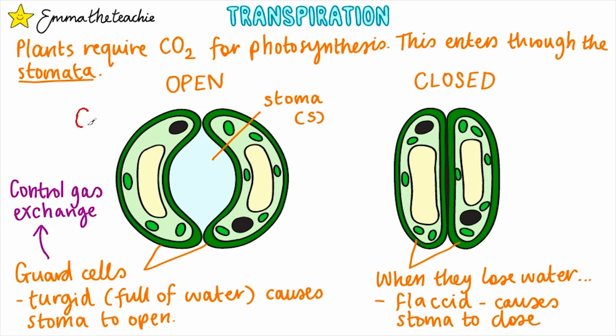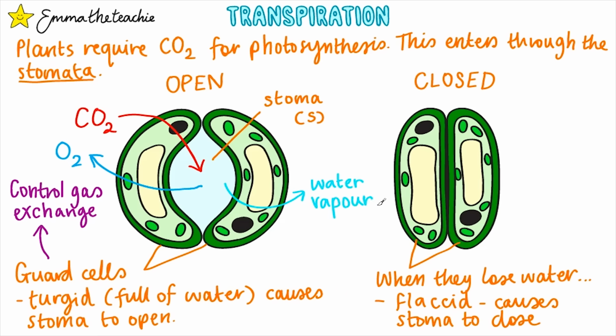When the stomata are open, carbon dioxide diffuses into the leaf, where it's then used for photosynthesis. Oxygen is produced in this process, and it will then diffuse out of the leaf, at least the excess that isn't needed for respiration. Unfortunately, water vapor is also able to escape through these open pores. Let's take a look at this in more detail.